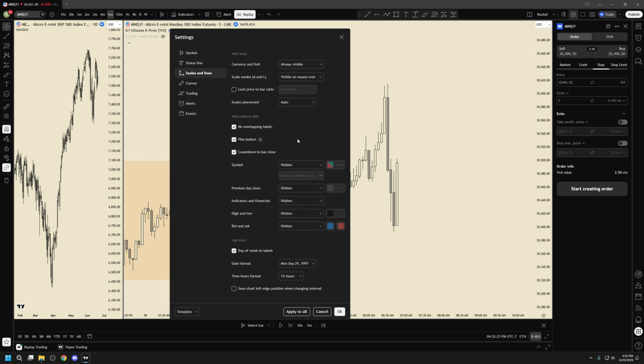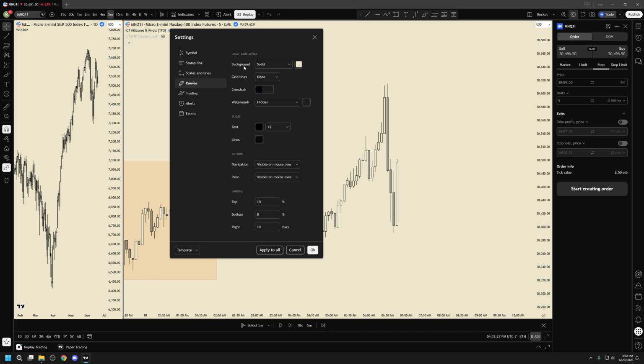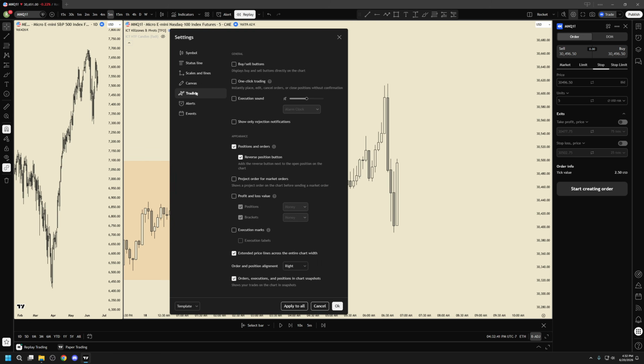Not really gonna go into depth about this. This is just all preference. Canvas solid. This is the color code, same as the up close candle. Crosshairs 25%. Watermark hidden. Text 12. Navigation right here. Trading. Okay, this is where it gets important.